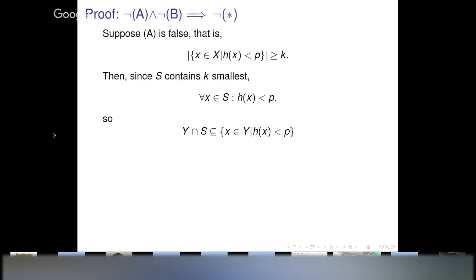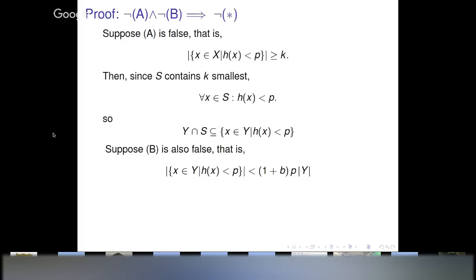Now, S contained the K smallest set elements. So that means that all of those got threshold sampled. Okay? So this is really extremely basic what I'm doing. So what does that mean? It means that everything we sampled from Y was also threshold sampled.